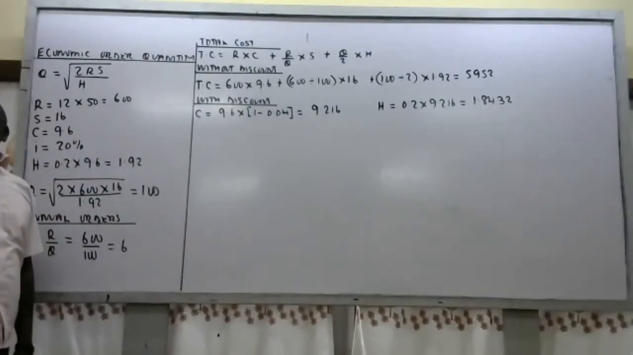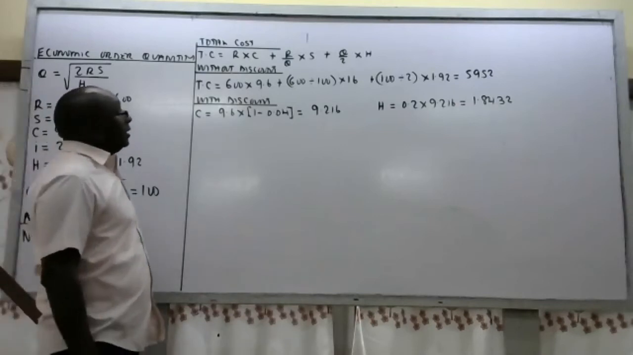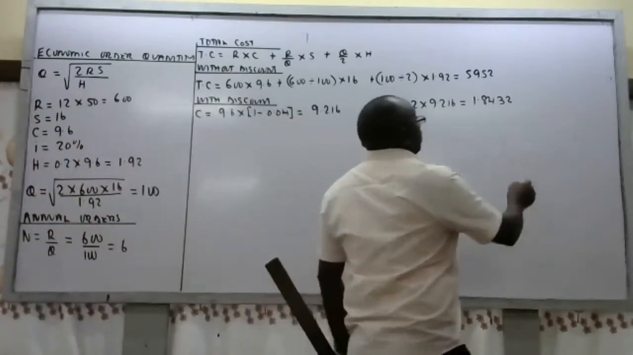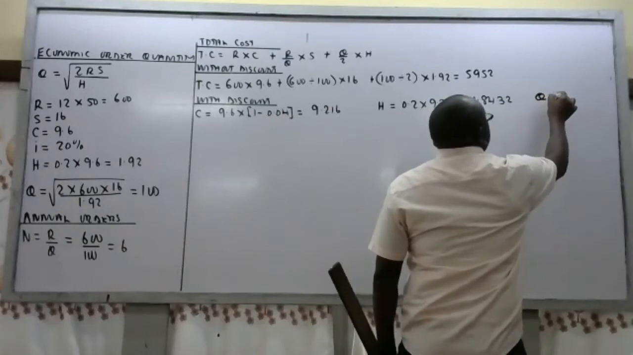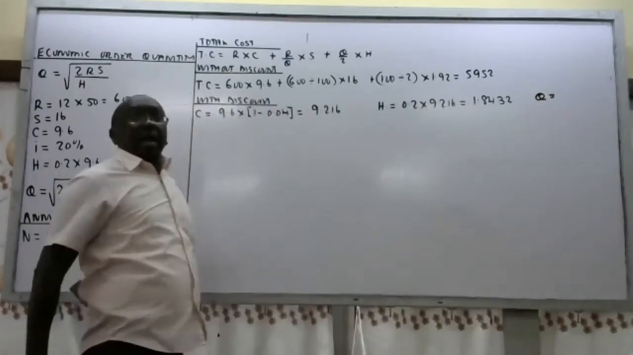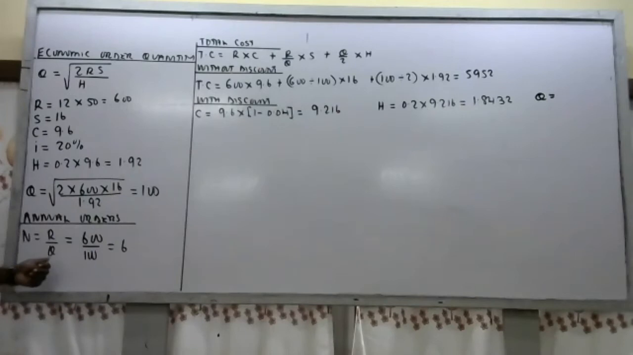That is the H. Then you need to get Q. You need Q. Now look here. You see here when you are computing Q, H was based on this value of 9.6. Now H has changed from 1.92 to 1.84. So it then follows that even Q here should change.